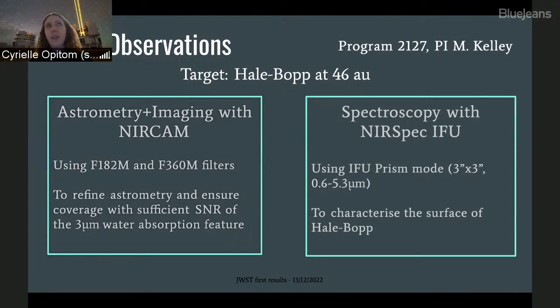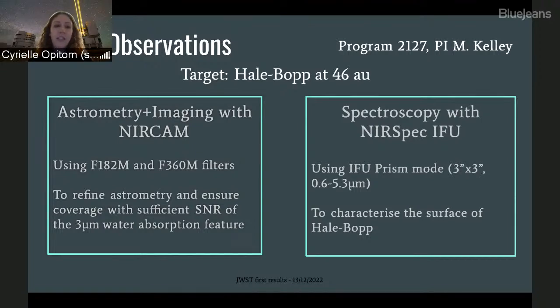And what's very peculiar, and the reason why these observations are unique, is that at that distance, most comets would be too faint to observe, even with JWST. However, Hale-Bopp, being as big as it was, we had this unique chance to observe the surface of an inactive comet on its way out after perihelion passage. And so we had a program with a combination of NIRCam and NIRSpec data.